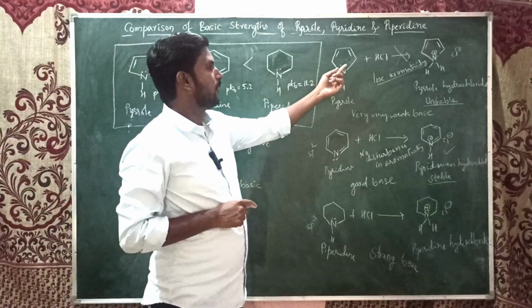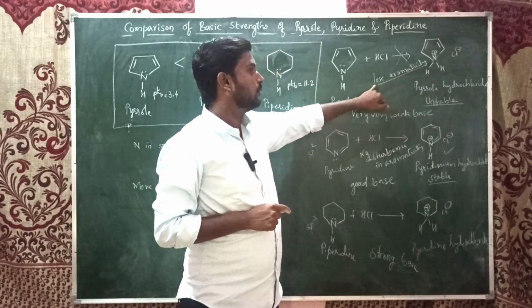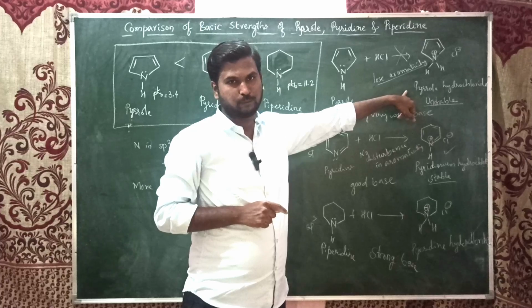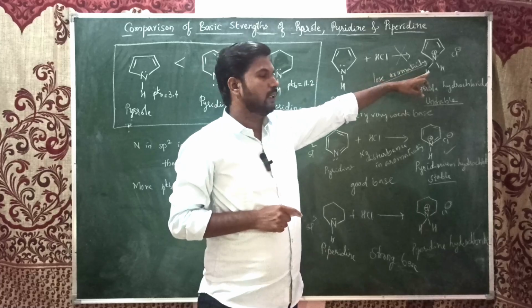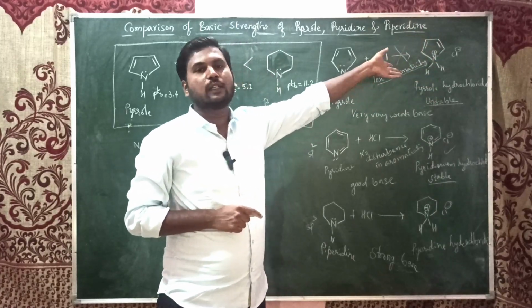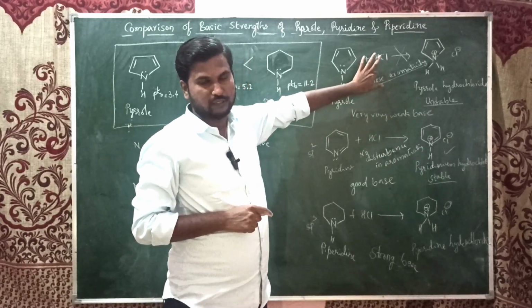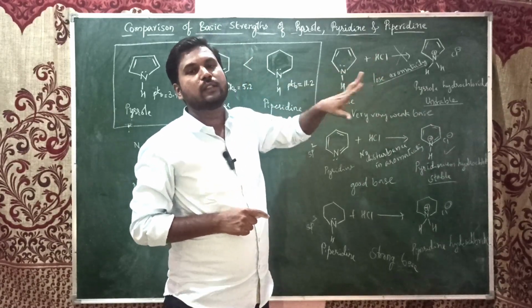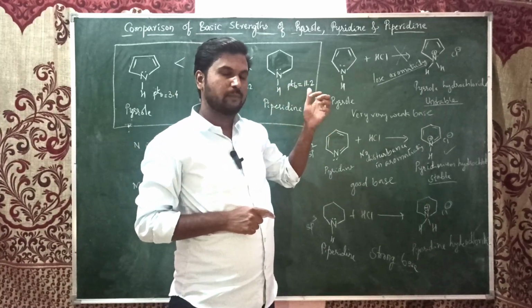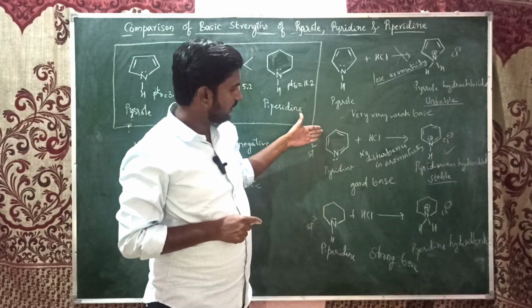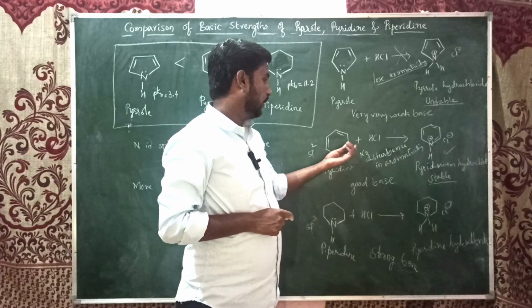So here, when pyrrole accepts the proton, it gives pyrrole hydrochloride, which is unstable because it loses its aromaticity. These electrons should be involved in the delocalization. When they accept the proton, those electrons will come out of the aromatic ring. So hence this is not possible, and pyrrole becomes the least basic. And in the case of pyridine, these electrons are easily available.